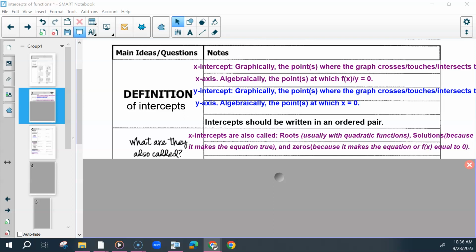When we write our intercepts, they should be written as an ordered pair. So in parentheses, blank, comma, blank, end parentheses. I'll write that in here.